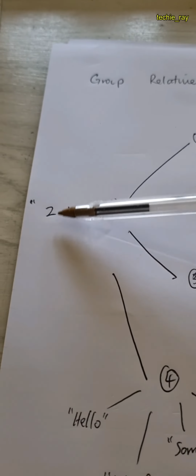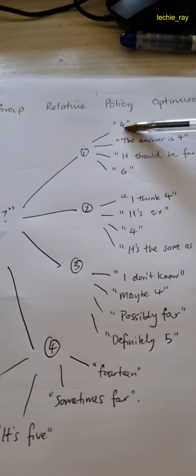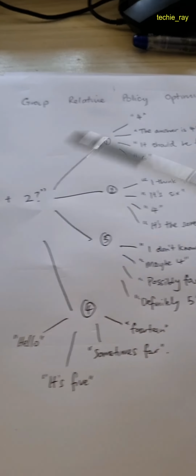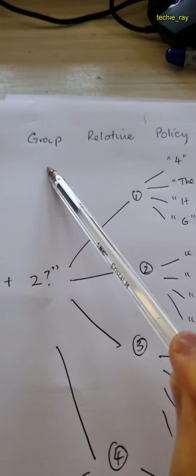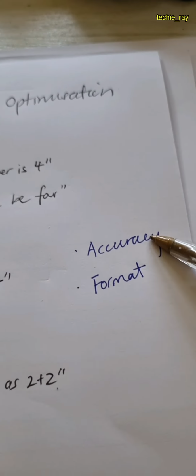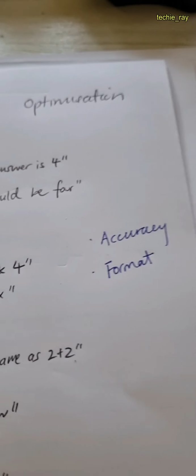Let's say you ask the model, what is 2 plus 2? Under the GRPO training process, the model will produce multiple responses to that one question. And these responses are grouped into groups, hence the word group. In each group, each response will be scored based on accuracy and format. Accuracy refers to how correct the answer is, and format looks at the actual styling or expression of the answer.